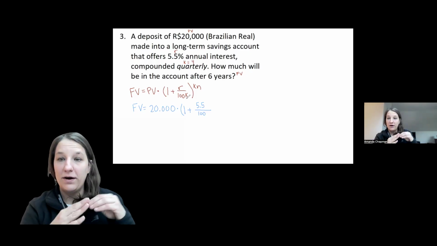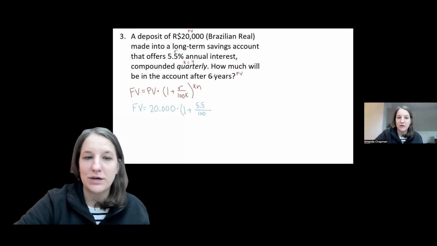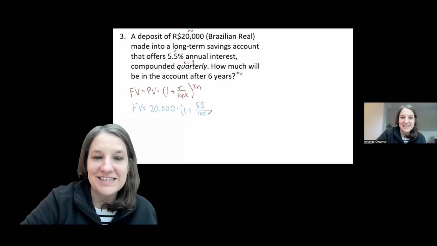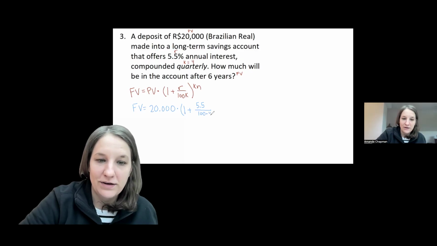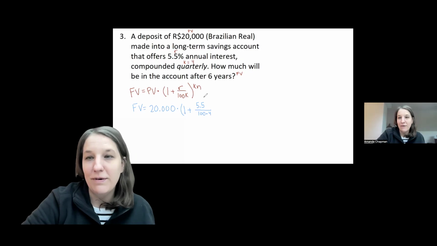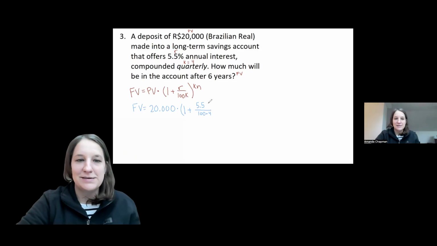K is the compound periods. I'm gonna keep saying that because it's really confusing. Financial math is not easy, but we've got this. So it's gonna be 4 because that's the compounding periods. K compound, spelled different in English, but it has the same sound.